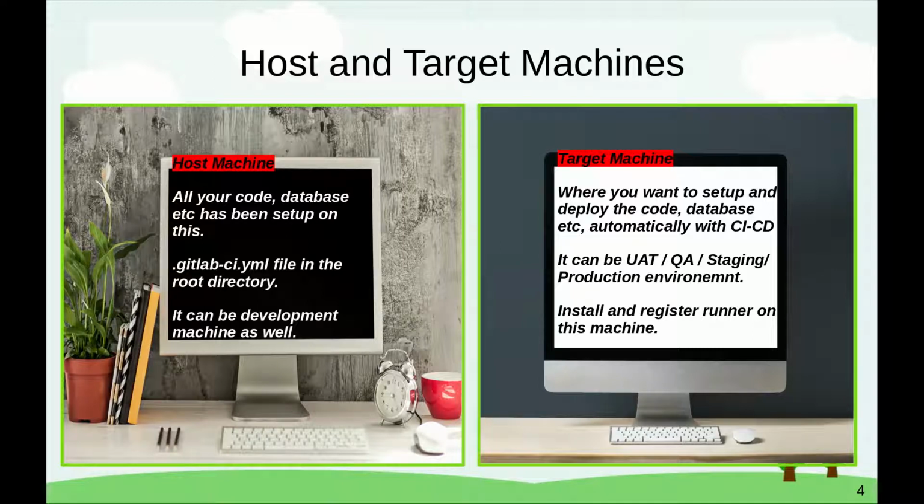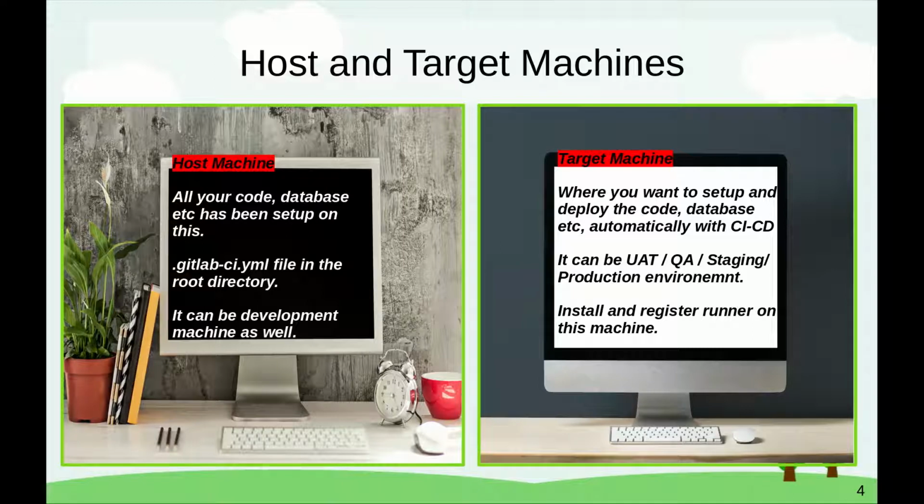What is a target machine? A UAT, QA, staging or production environment can be considered as a target machine, where we want to set up all the code, all the database and all the repositories, and we want to carry out on the target machine whatever was there on the development machine. So we need to install and register a runner on that machine.